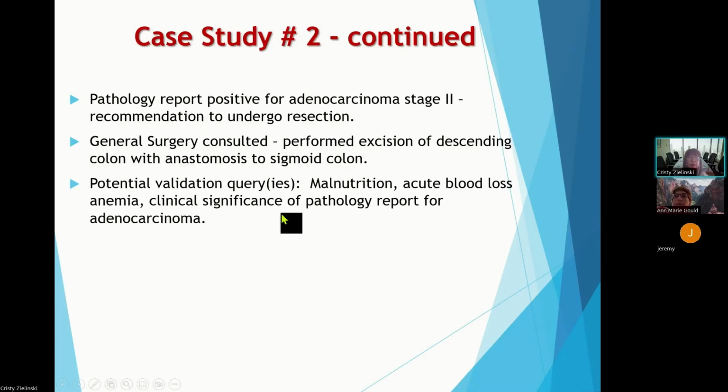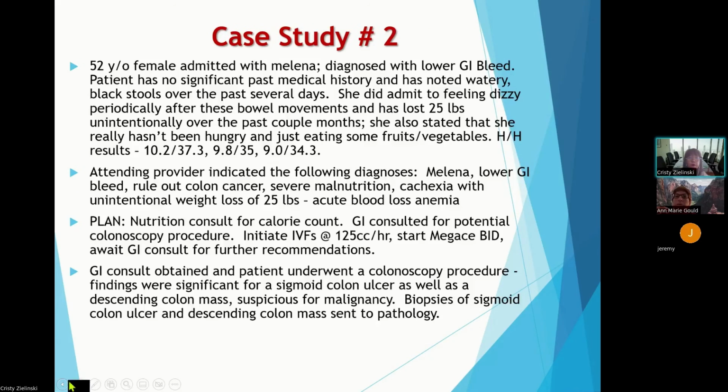And then the severe anemia and the severe malnutrition could also be another potential validation query. The doctor did document severe malnutrition, but we don't have any criteria. Right. Well, of course there is the loss of BMI, 25 pounds, and the BMI. Right. But not all low BMI means the patient is malnourished, right?